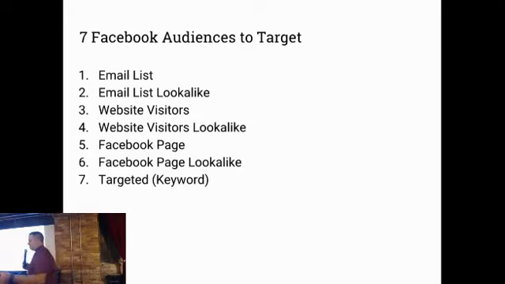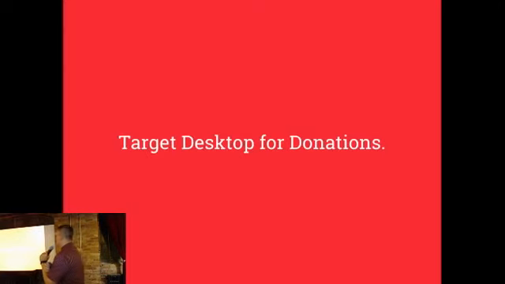Website visitors, if you install a pixel on your site, you can show ads to people who have visited your site. Same thing, you can build a lookalike off of it. Your Facebook page, so who likes your page, and a lookalike off those people. And then you can just do detailed keyword targeting. So people who live in BC, who like to volunteer, social service, churchgoers, whatever, the targeting fits your demographic. It's pretty highly targeted, which is nice to track and understand as well.